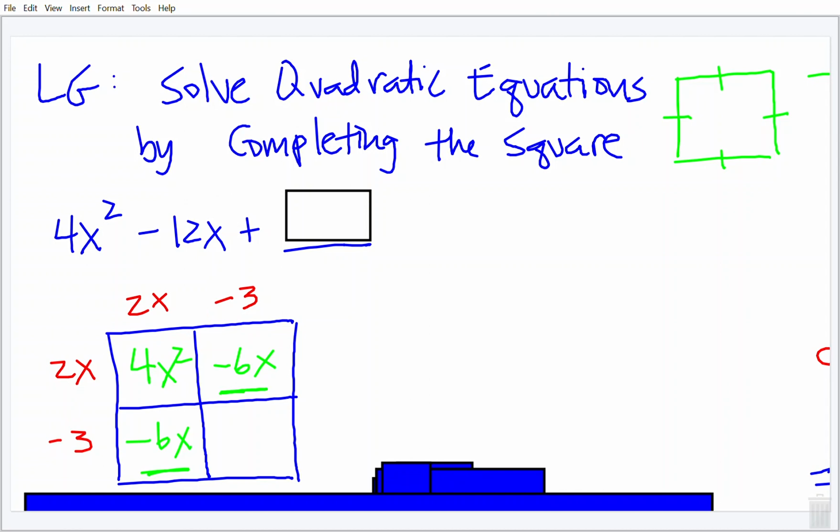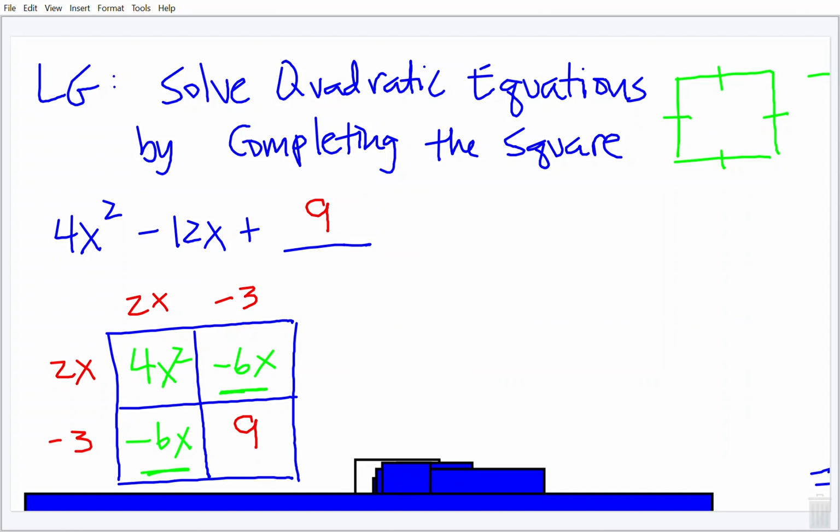Now here's the final idea. We've got negative 3 here multiplied by negative 3, which will give us 9 as the missing constant term. And we have now successfully completed the square by adding 9 to the expression.